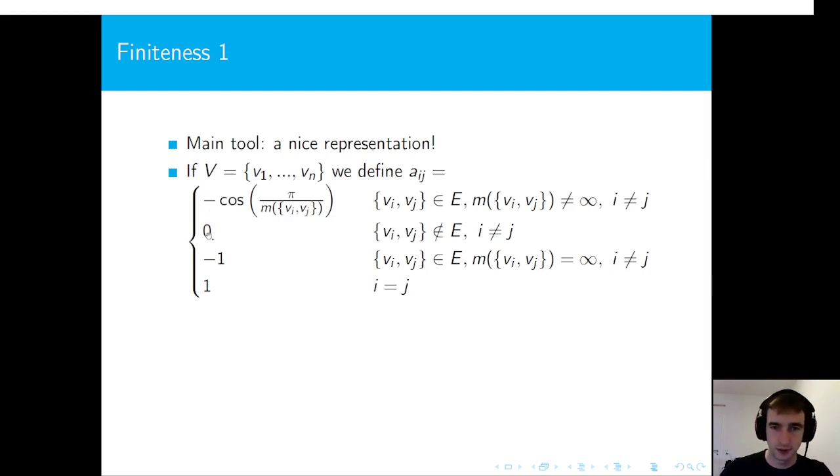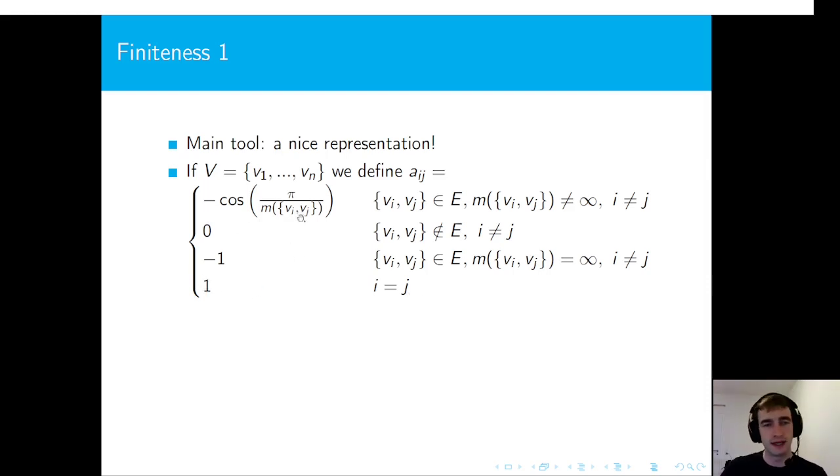We say this is 0 if there's no edge. We say it's minus 1 if there's an edge, but the label is infinity, which is intuitively what you would get if you would plug in infinity here, right? Pi divided by infinity is 0, cosine of 0 is 1, minus 1 is minus 1. And if i equals j, then we put 1.